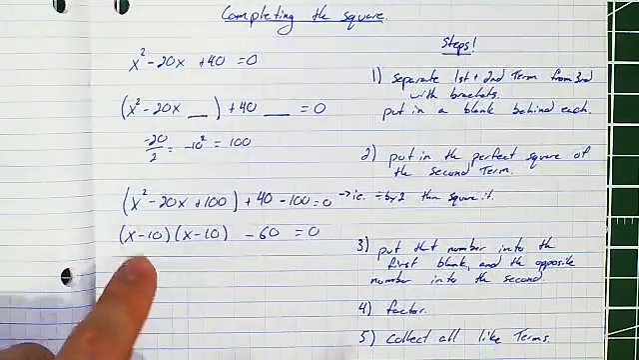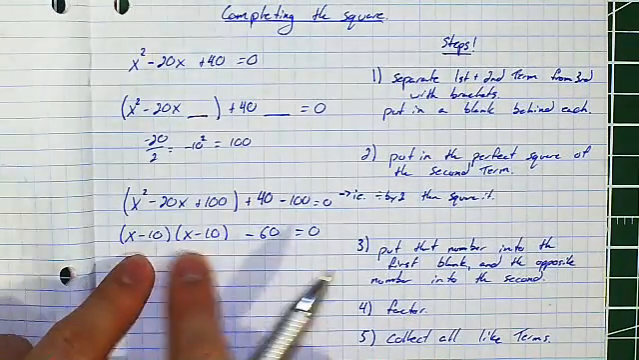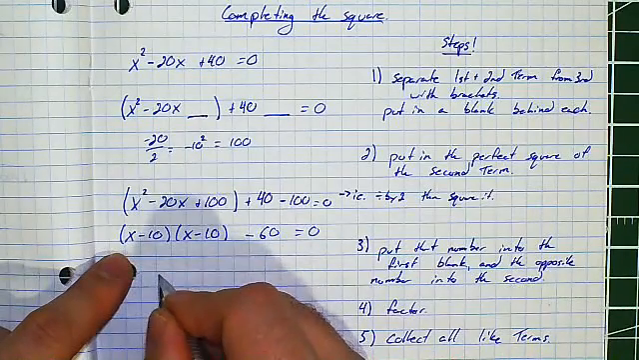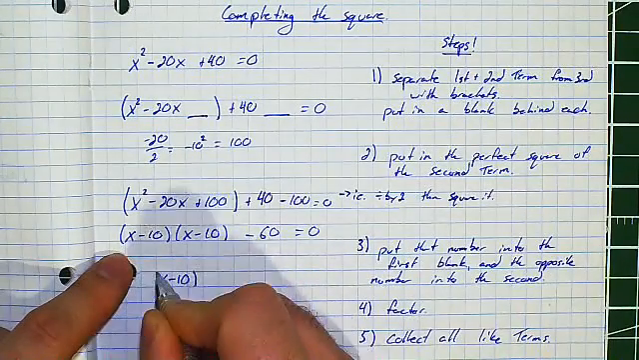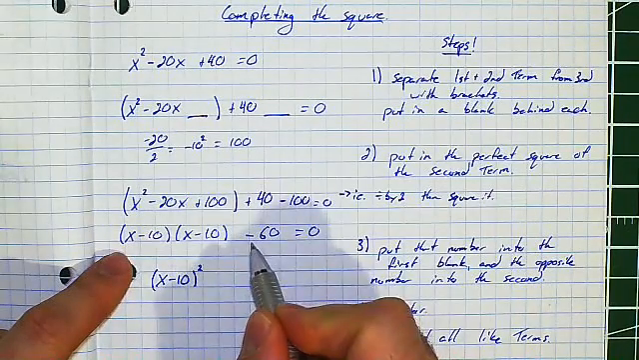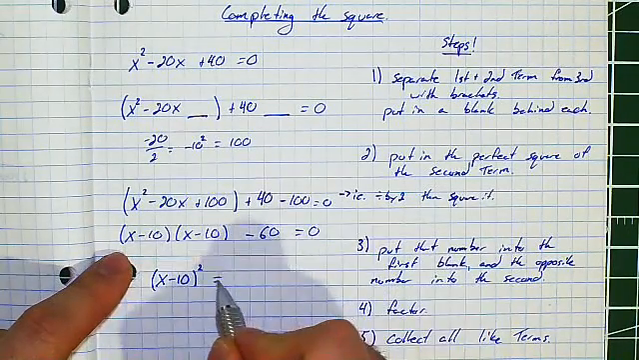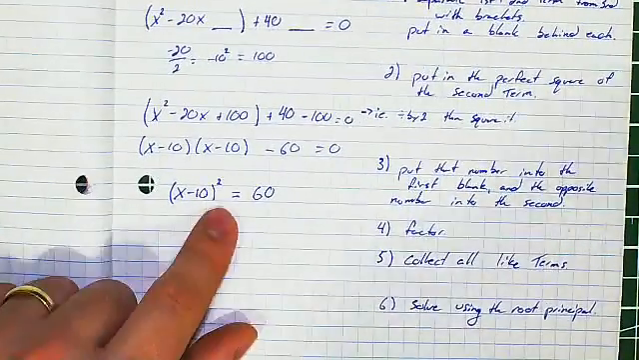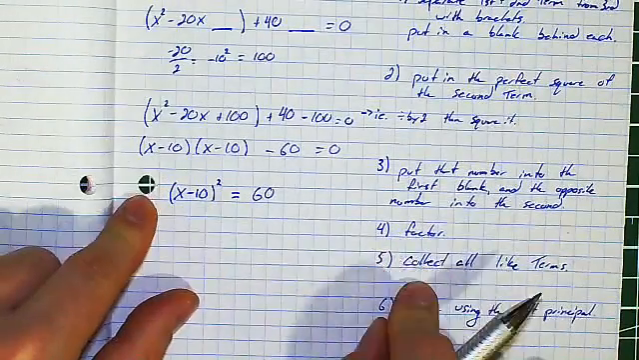Your goal is you want this to be a perfect square, right? Because I can simplify x minus 10 times x minus 10 into x minus 10 squared. I can take this negative 60 and put it onto my other side. So I have x minus 10 squared equals 60. Okay. We factored it, and we then collected all of our like terms.